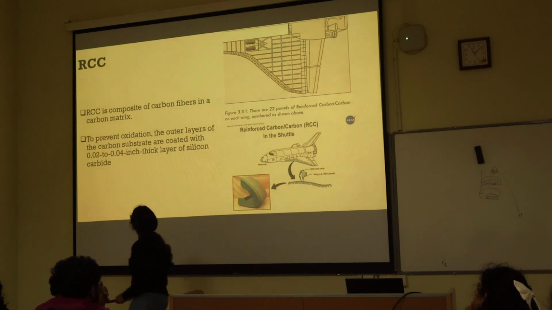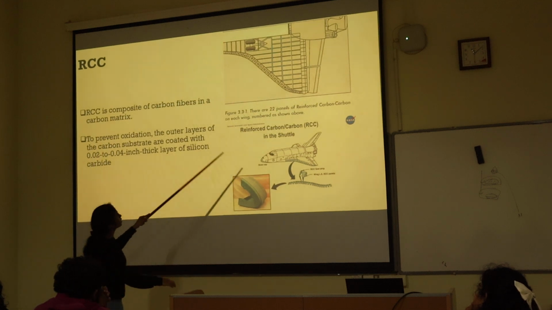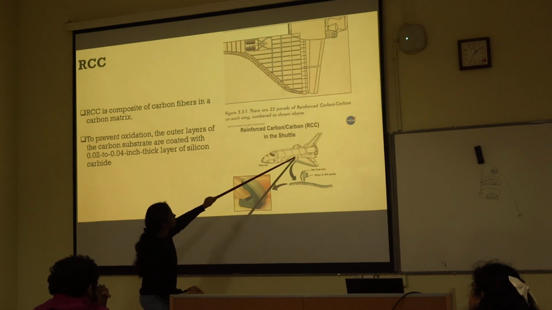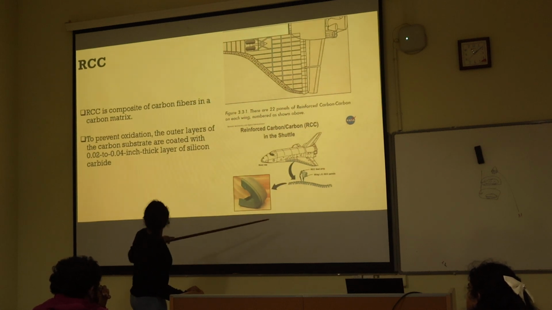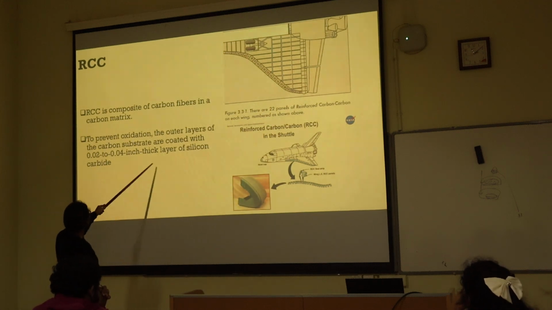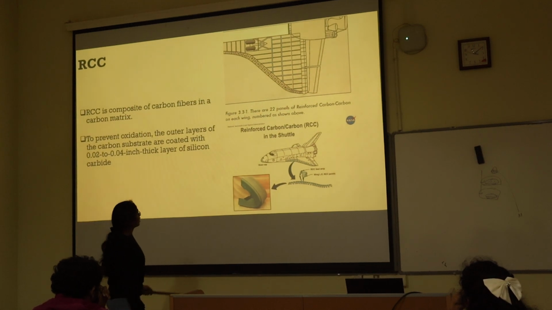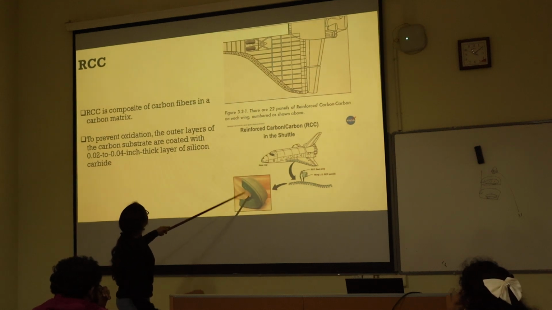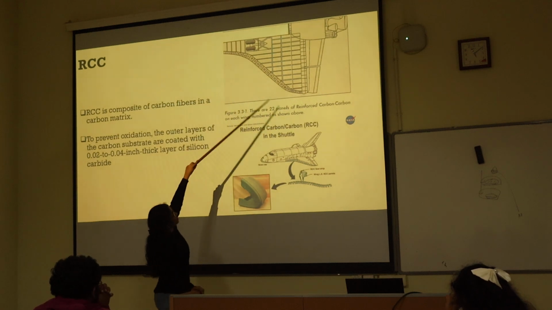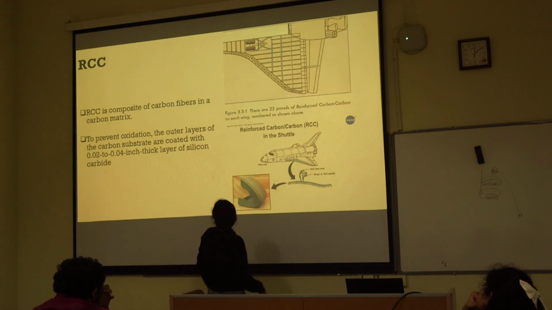Okay, now this is RCC. RCC is a composite of carbon fibers and a carbon matrix. As I mentioned, these are the crucial parts, the nose and the leading edges. To protect the aluminum inside, we use a silicon carbide coating. So this is the basic structure of RCC, and this is how it looks. And tiles 7 to 14 are the crucial area which experiences a lot of the temperature difference or the strains.